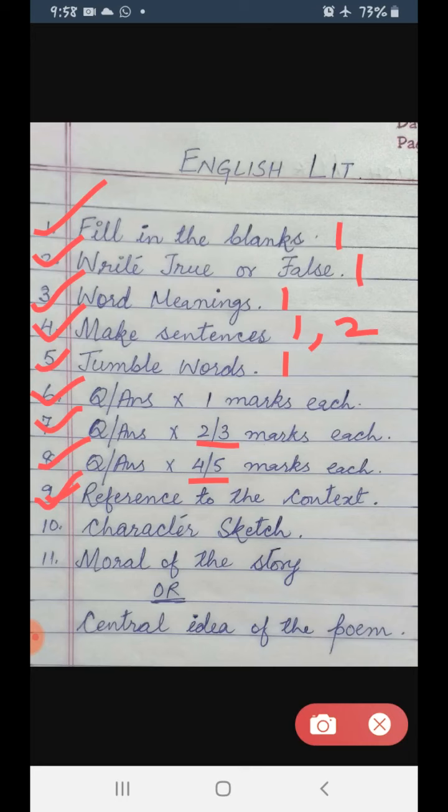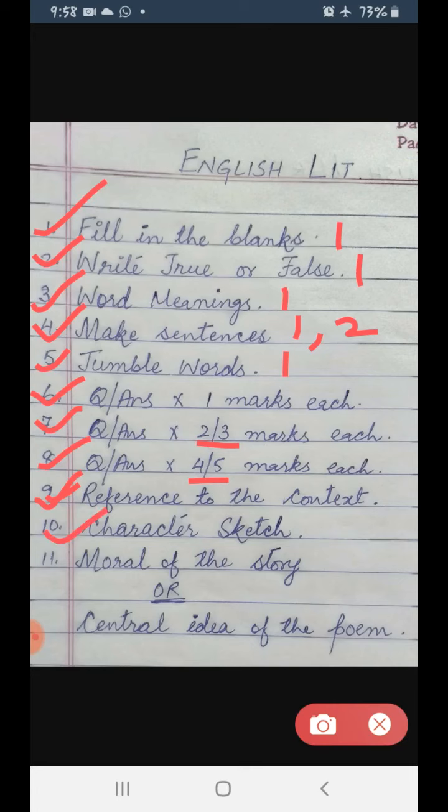Reference to the context will carry 1 mark each. If there are 5 questions, it would be 5 marks. If there are 4 questions, it would carry 4 marks. That means 1 question carries 1 mark. Clear? Next, question number 10. Character sketch.